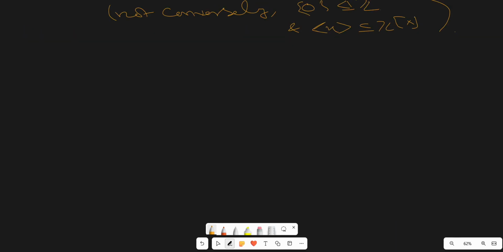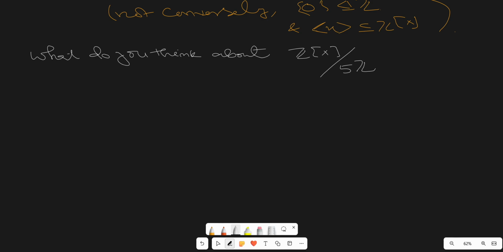Okay, let's do some work here. I'm asking a question: what do you think about Z[x] quotiented by 5Z[x], and Z_5[x]? Are they isomorphic or something? What do you expect from them? Are they isomorphic?